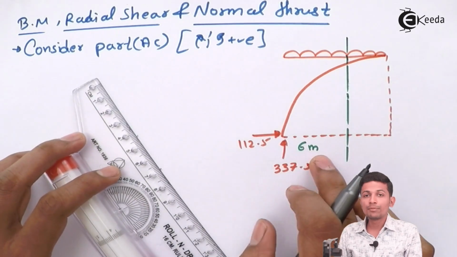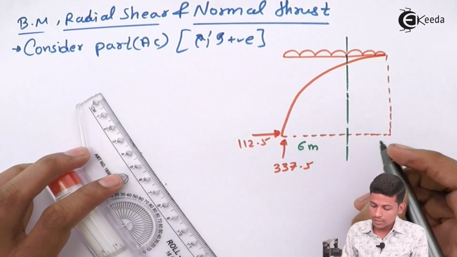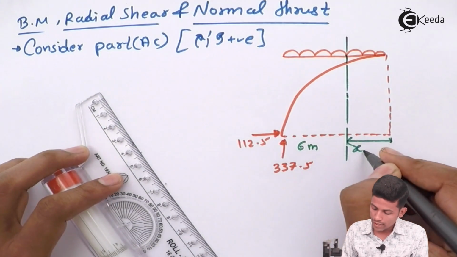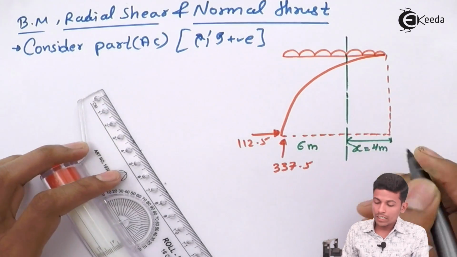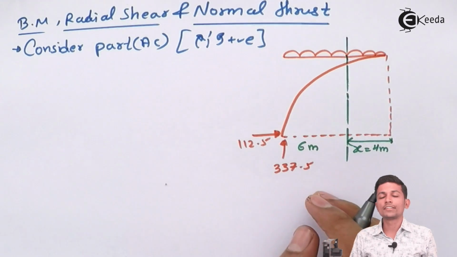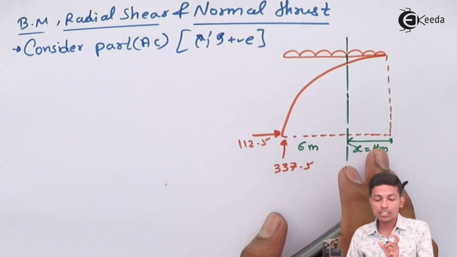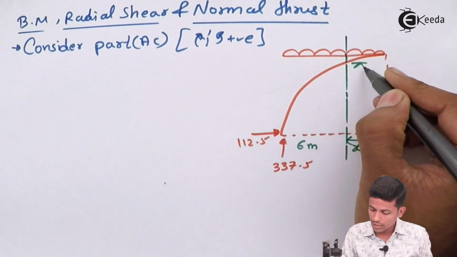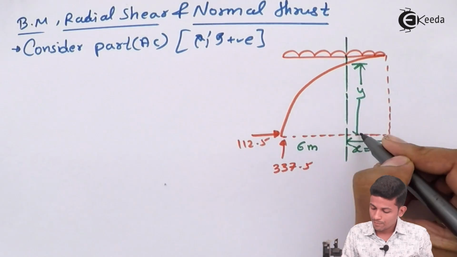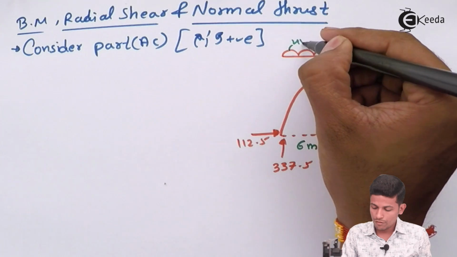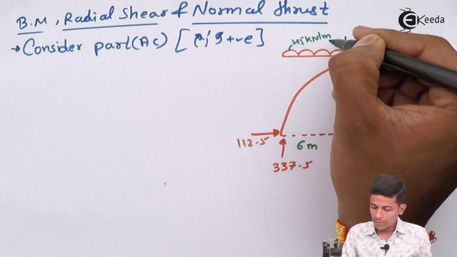So if this is 6 meter, what is this distance? This distance is nothing but x equal to 4 meter. It is a circular arch. In a circular arch the origin is at the center. So please listen carefully first and then solve. And this distance is nothing but y. Okay, and you know the UDL intensity is 45 kilonewton per meter.